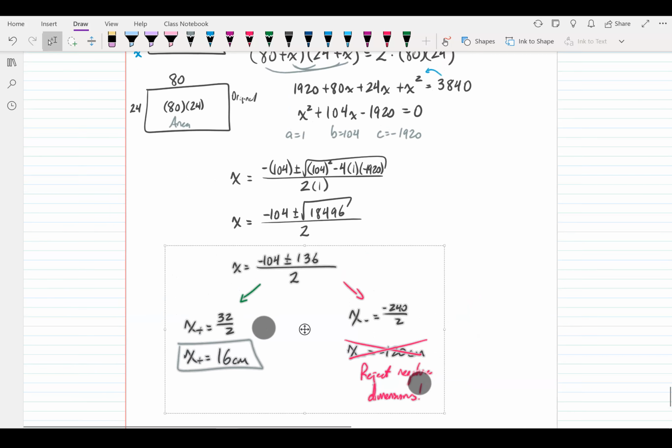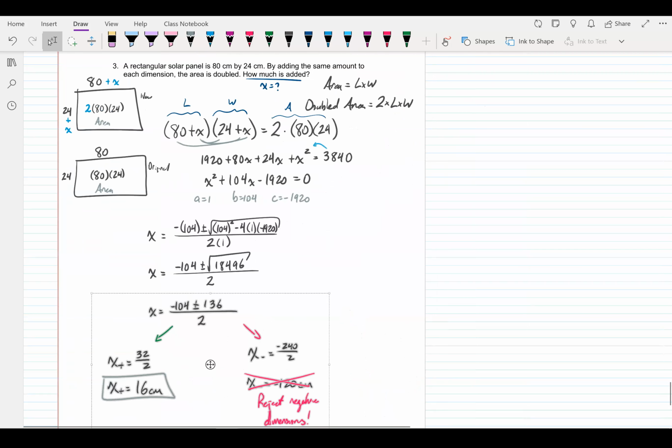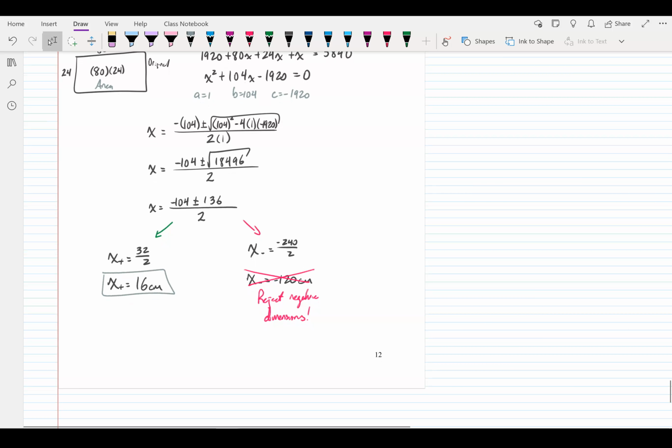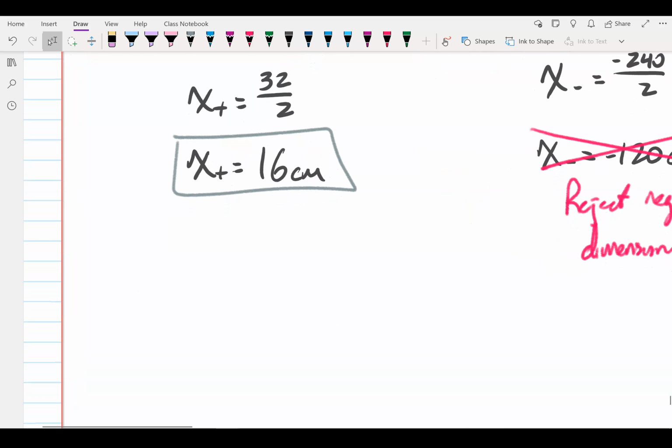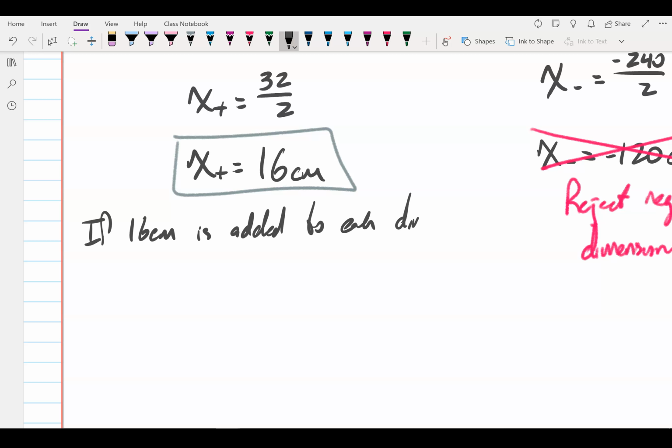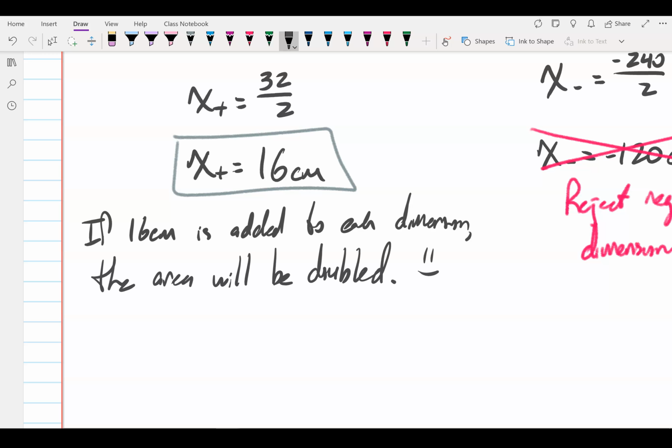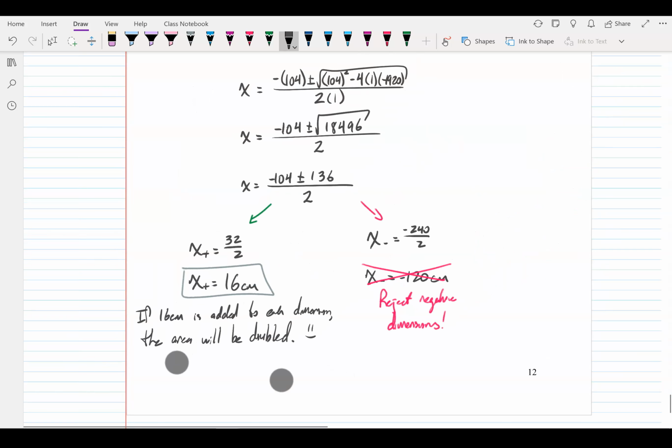So at the end of the day, we have our answer. It says how much is added to each side. It must be 16 centimeters to each side. So to fully answer the question, I'll just go back to here. Sorry for zooming around so much here. If 16 centimeters are added to each dimension, the area will be doubled.